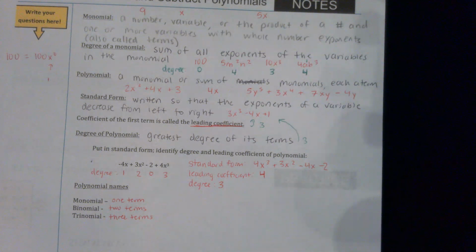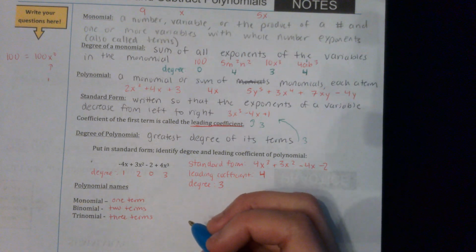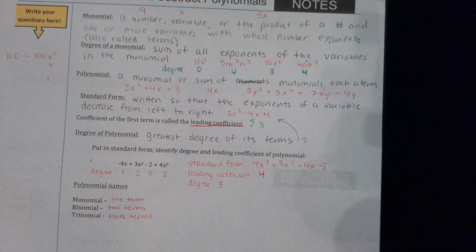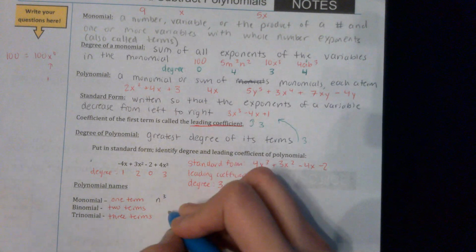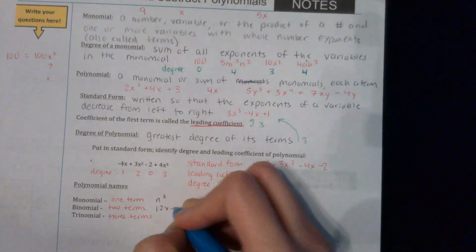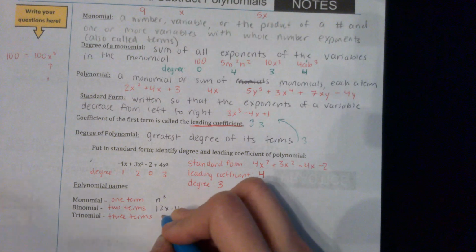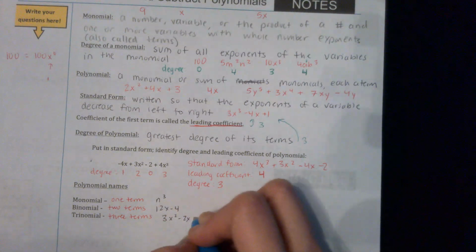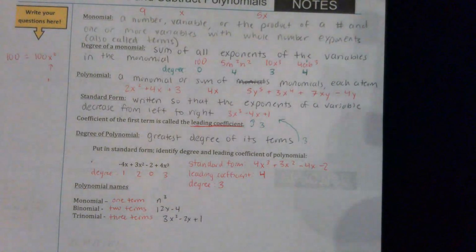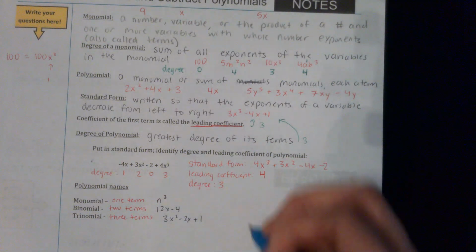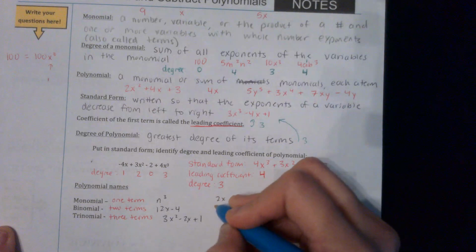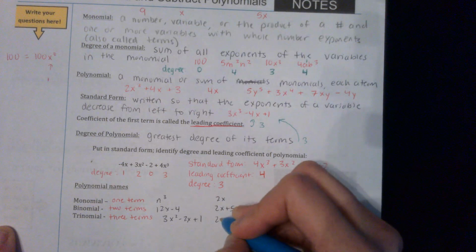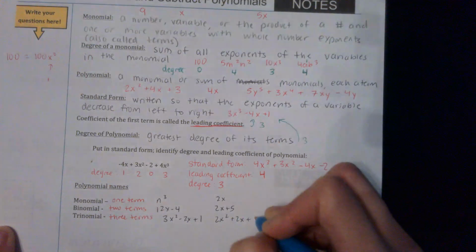So, right, an example of a monomial could be, you know, like n cubed. A binomial could be 12x minus 4. And a trinomial could be like 3x squared minus 2x plus 1. Or another example, right, we could have 2x plus 5, 2x squared plus 2x plus 5.